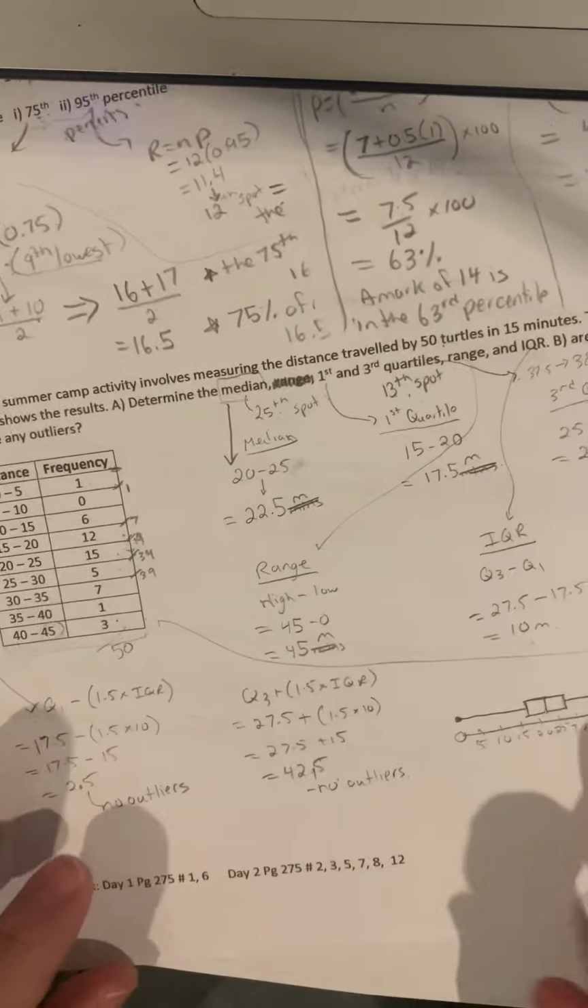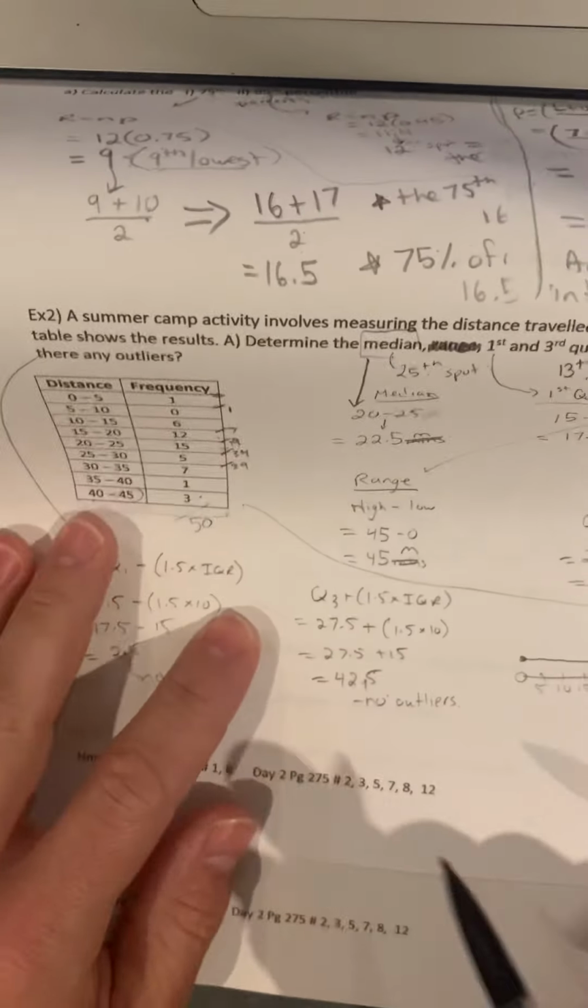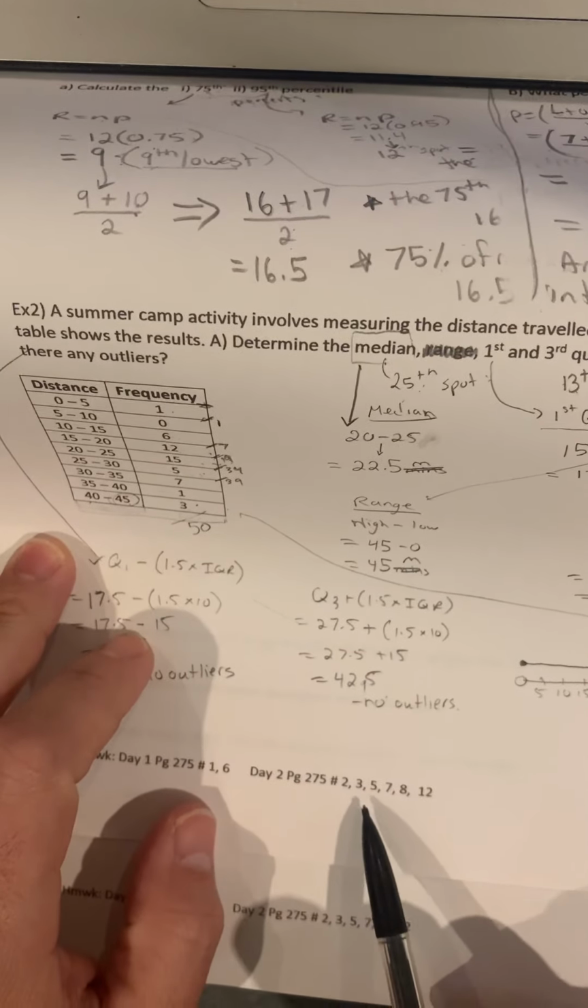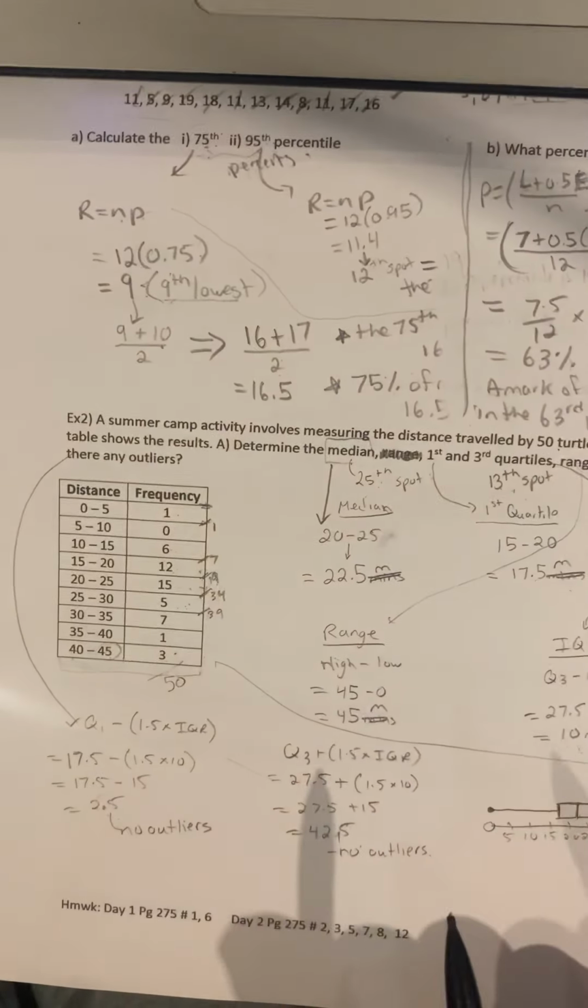Okay, that concludes the lesson today. We have questions here: 275, 235, 7, 8, and 12.